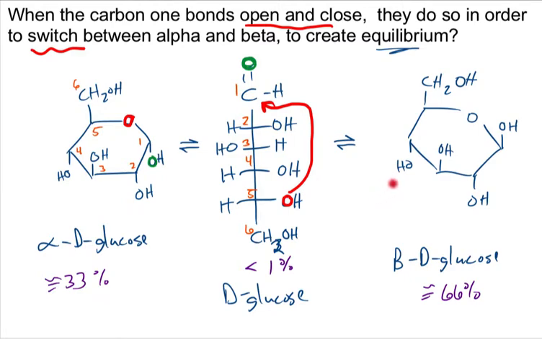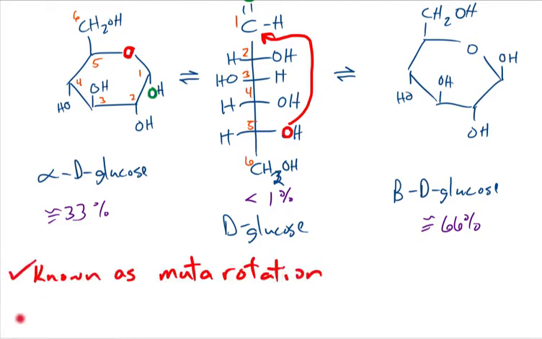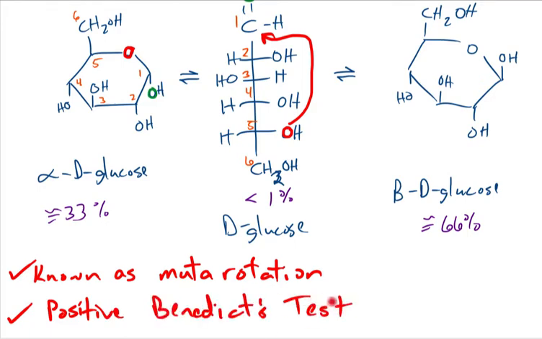And by the way, as an extension to this, when we have this process occurring, this is known as mutarotation. And when we have mutarotation, we get a positive Benedict's test, which is discussed in the textbook as well as in laboratory. Briefly, it's an oxidation reaction where the solution turns from blue to red. It's a really common reaction you see for these carbohydrates.